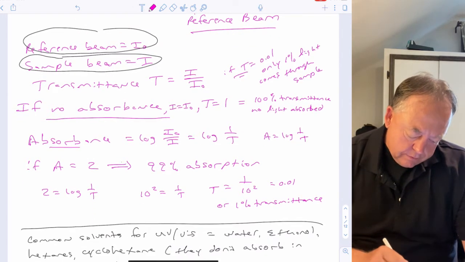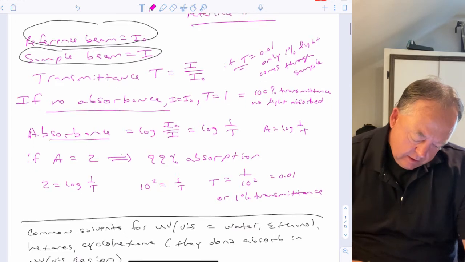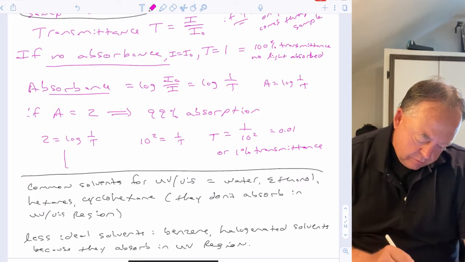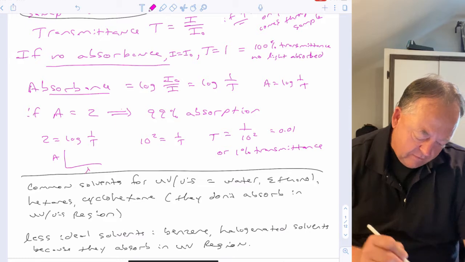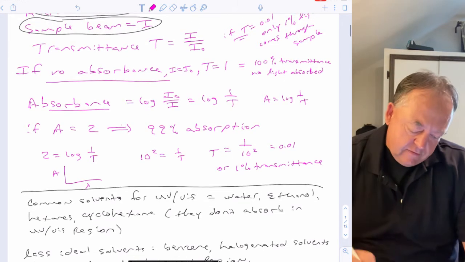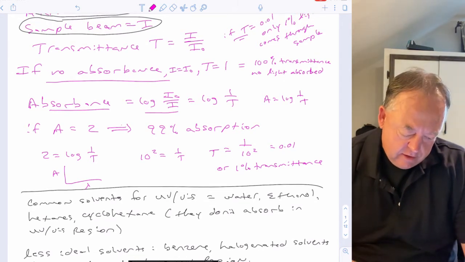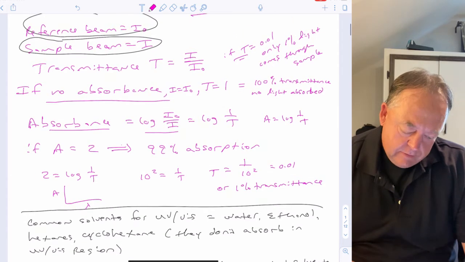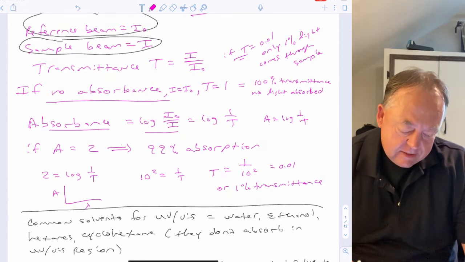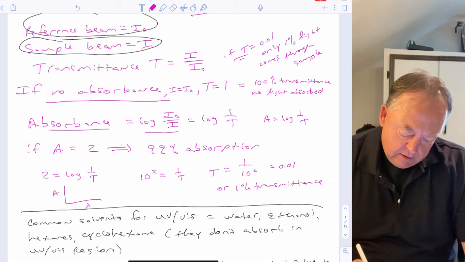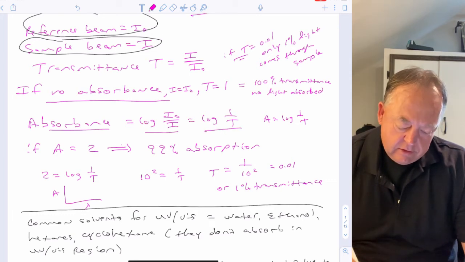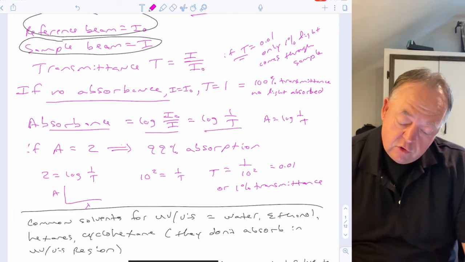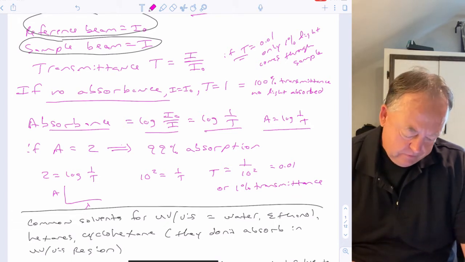Absorbance: when you do a UV spectrum, you plot absorbance versus wavelength. Absorbance is defined as the logarithm of the reference beam intensity divided by the sample beam intensity, and that's the logarithm then of 1 over transmittance. So absorbance equals log of 1 over transmittance.